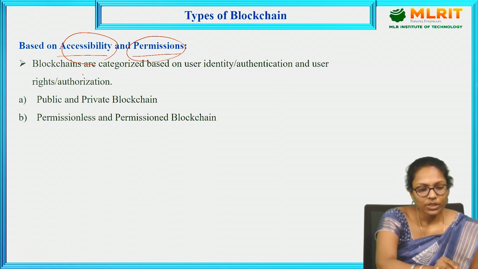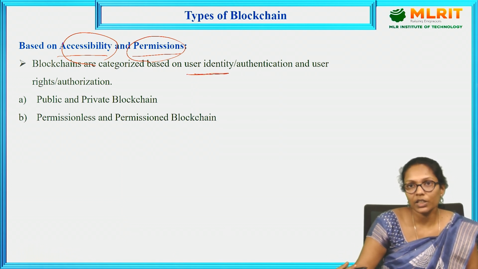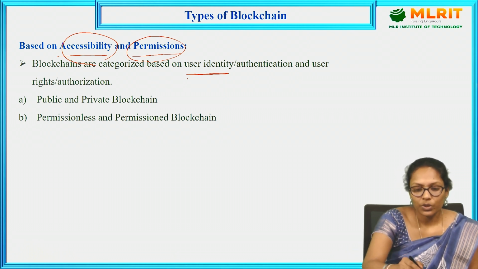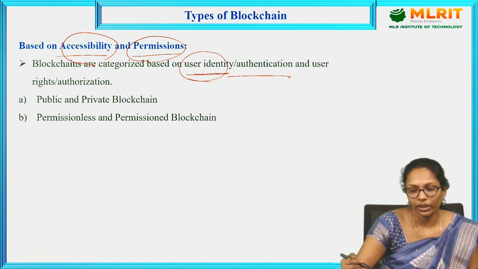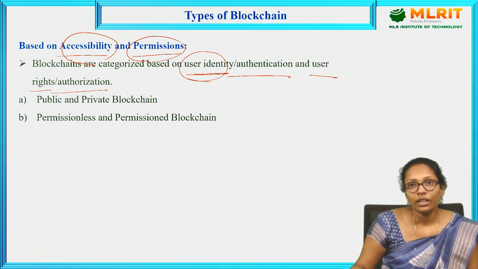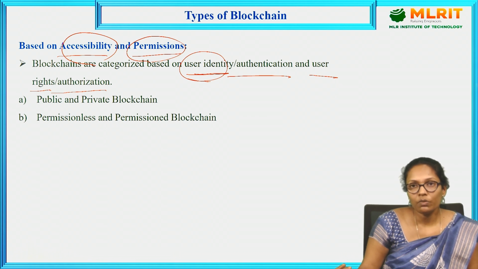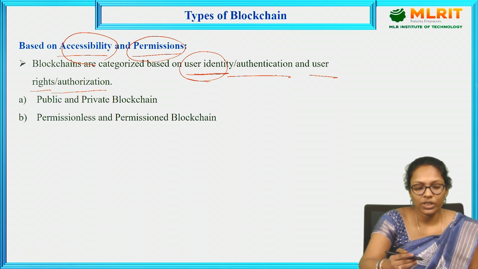So the first one: blockchains are categorized based on the user identity, whether we can reveal the identity of the user or we need to maintain the identity as private. Based on the user identity, we can also call it authentication, whether we are authenticating the user or not. The other factor is user rights, also called authorization. Rights in the sense of the different roles of a user. For example, if the user exists in the blockchain, what can he do, whether he can read a block, create a block, or validate a block. All these are called the rights of a user. So based on these two factors, the blockchain is divided into two categories.